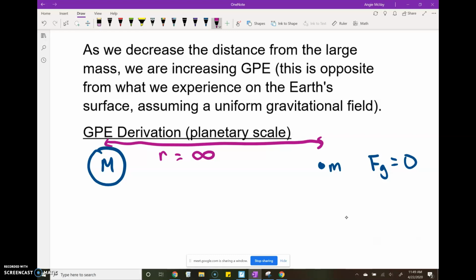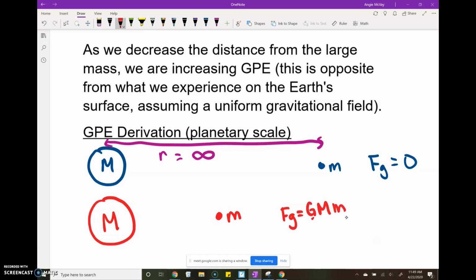Okay, and then we're going to grab this mass and pull it in closer to the big mass. All right, so again, here is our planet, our capital M mass, and we're going to bring this little m closer, some distance, so that they do have a force due to gravity that we can calculate using Newton's universal law of gravitation.